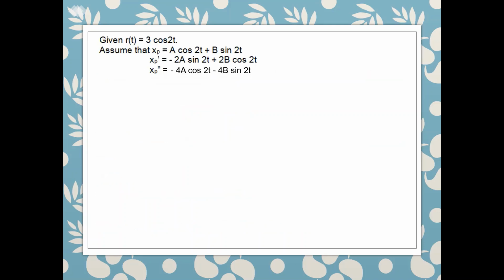Next is to find the answer for the xp. Given that R(t) is equal to 3 cos 2t, which is referred to as a trigonometric function, by assuming that xp = a cos 2t + b sin 2t, differentiate, you will get -2a sin 2t + 2b cos 2t. Differentiate once again, you will get -4a cos 2t - 4b sin 2t.